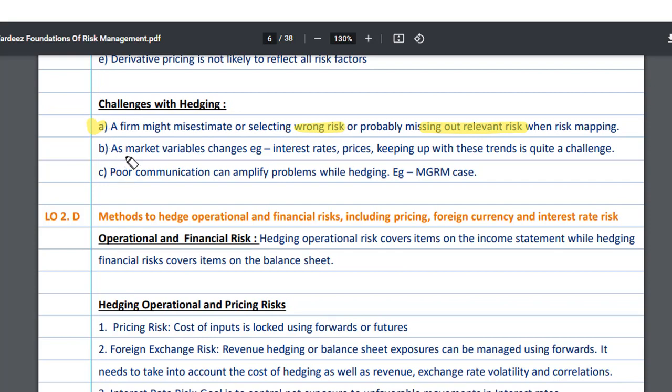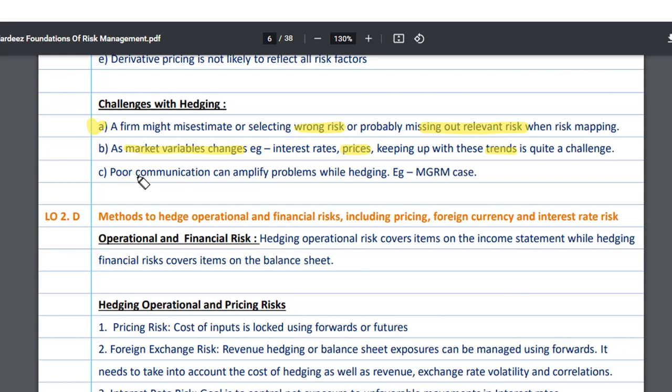Moving on, as we all know, price changes continuously, right? And this is our second challenge, as the market variables change. For example, if the interest rate changes, that is going to have an effect on our portfolio. The prices will have an effect on our portfolio. So keeping up with these trends is actually a challenge, and that needs to be considered also.